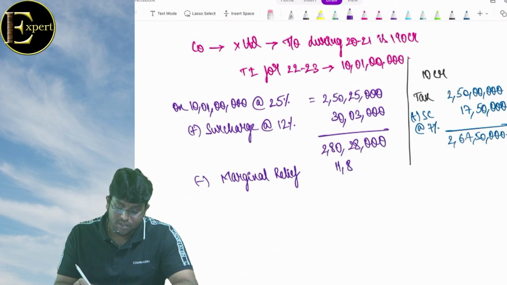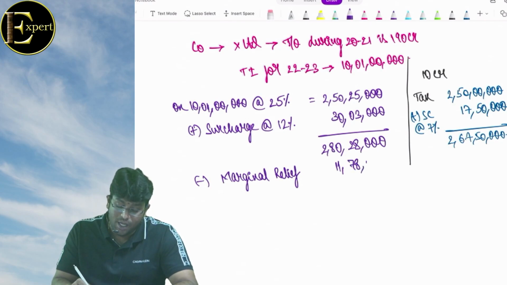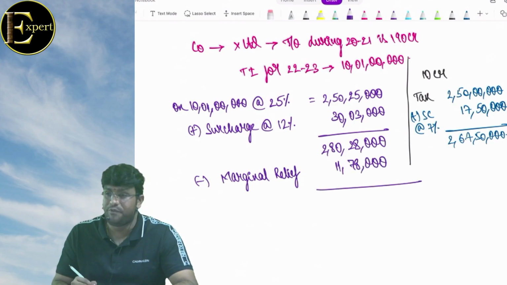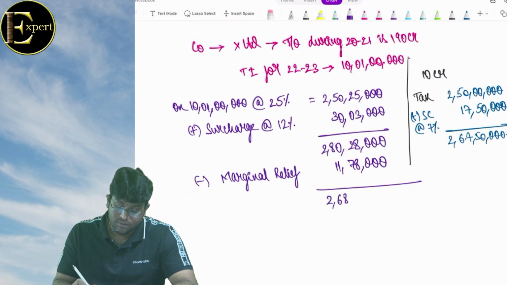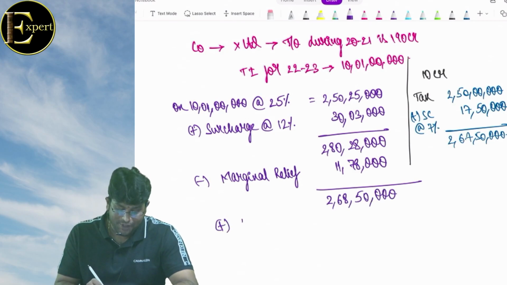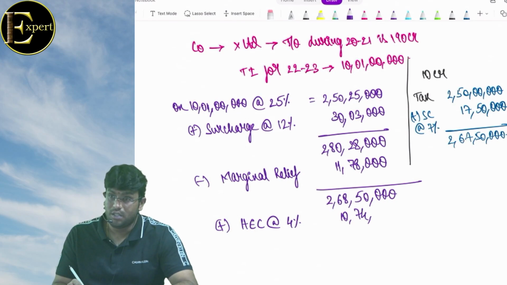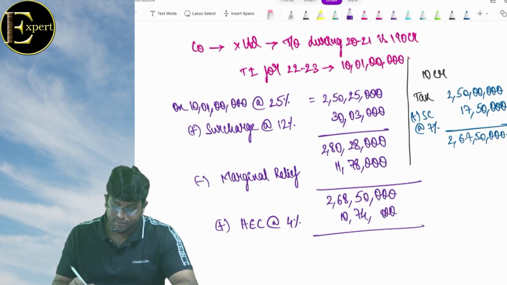11 lakhs. 78,000 is my marginal relief. What is the balance? Obviously. To this we will add HEC at the rate of 4%. 10 lakh 74,000.